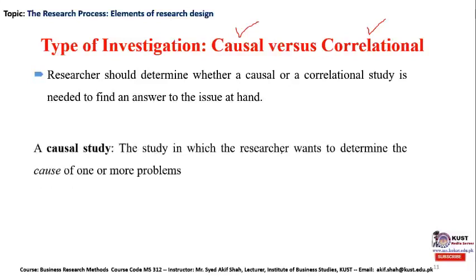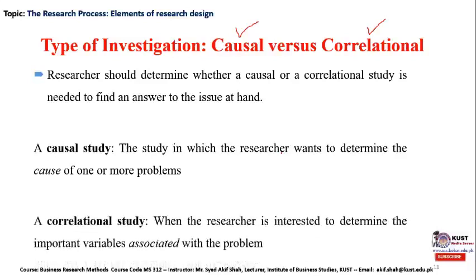Now let's discuss what a causal study is. It is a study in which the researchers want to determine the cause of one or more problems. We can take an example for the time being: researchers are interested to find out whether smoking causes cancer in human beings. Such studies are known as causal studies because one factor might be causing the influence in the other factor.